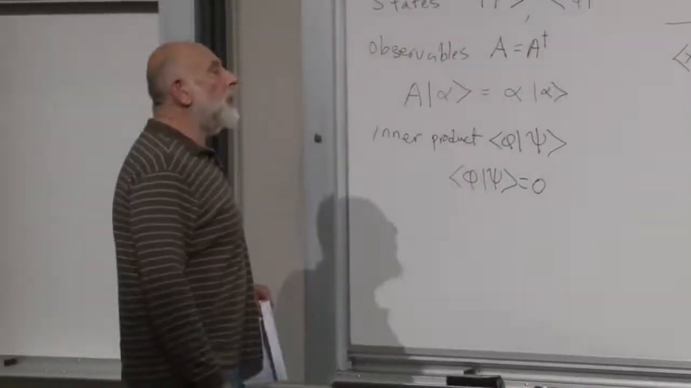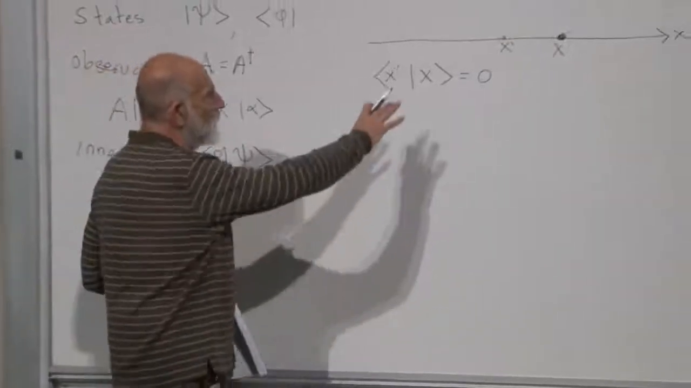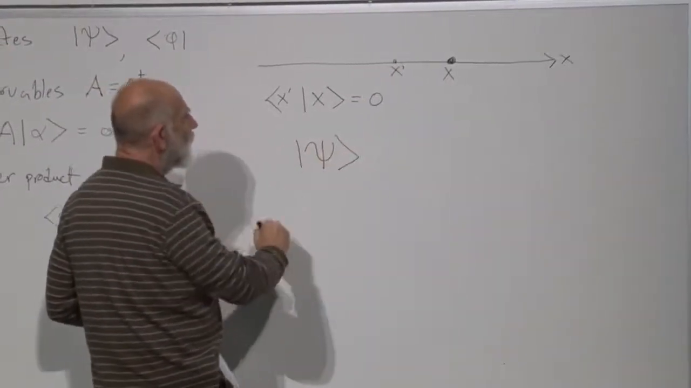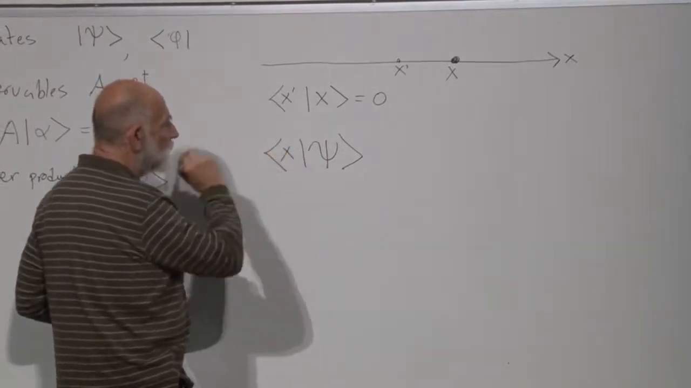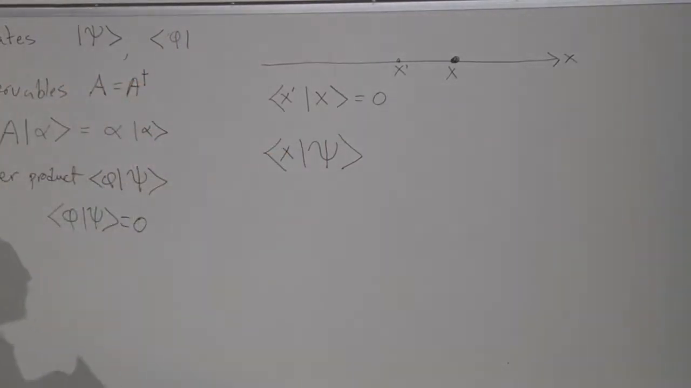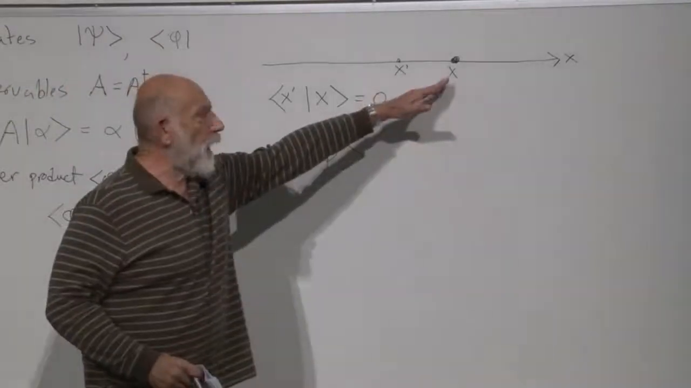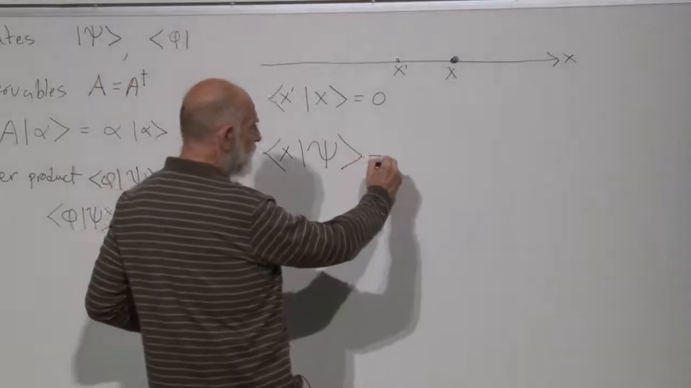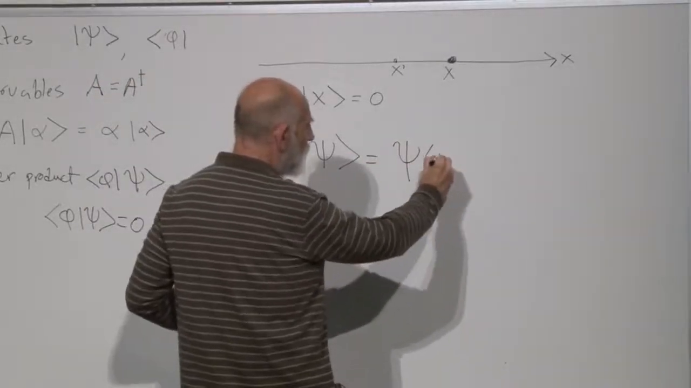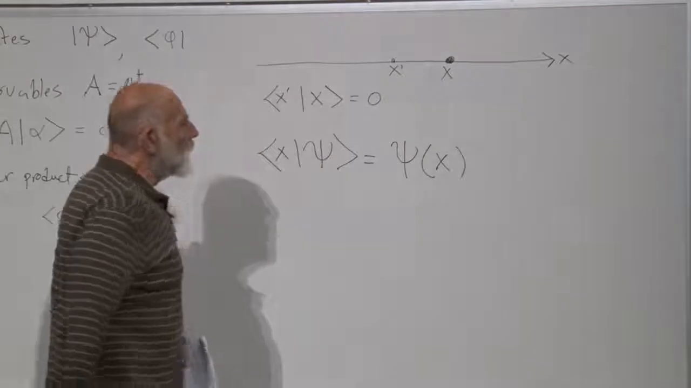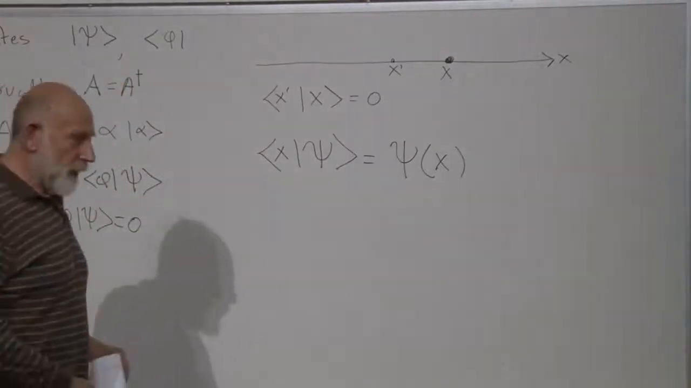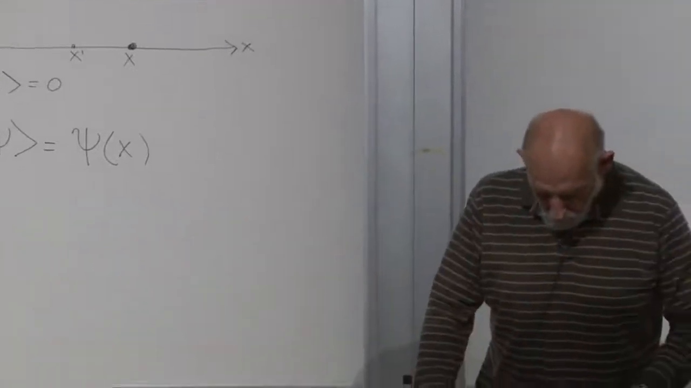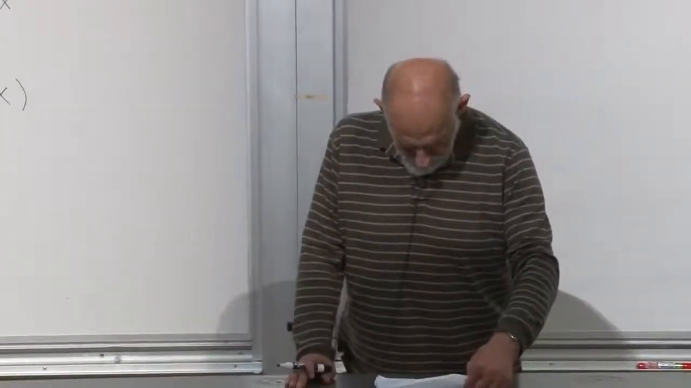Now, take any state whatever of this particle, call it psi. Its inner product with the state representing the particle at x is called the wave function. The wave function of the particle, and it's written as psi of x. It's the psi that goes into the Schrodinger equation. It's Schrodinger's psi. I believe that Schrodinger was the first one to call it psi.